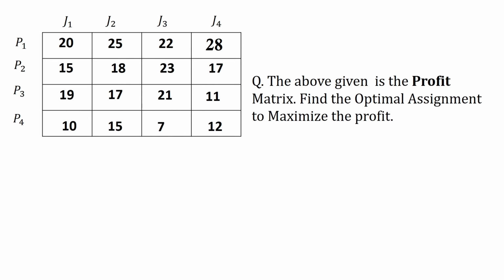So let's suppose we have this assignment problem. But the question says that the above given matrix is the profit matrix, not the cost matrix that we usually see in the assignment problem. Now we have to find the optimal assignment to maximize the profit. So how do we deal with these questions?